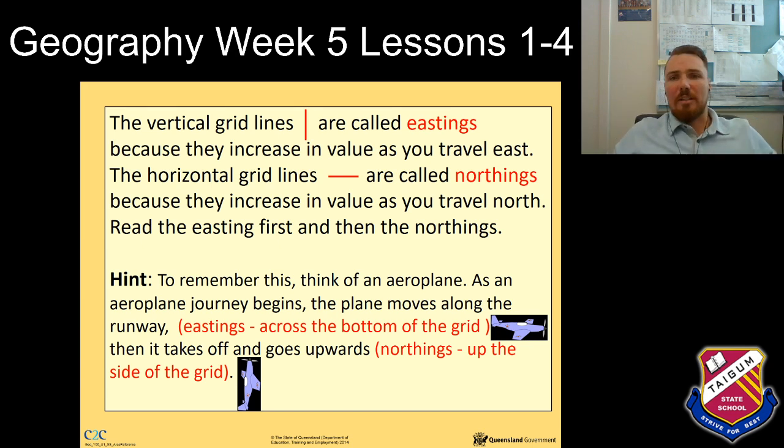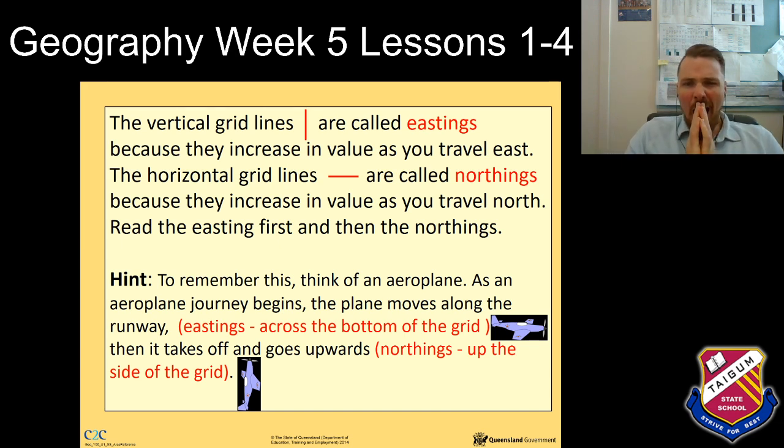The vertical grid lines are called eastings because they increase the value as you travel east. They're also called lines of longitude. Good work. The horizontal lines are called northings, and these are other names. If the vertical lines are longitude, the horizontal lines would be latitude. They increase the value as you travel north. Read the easting first and the northings second.